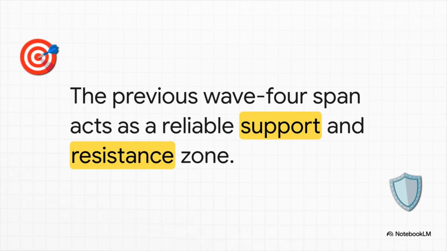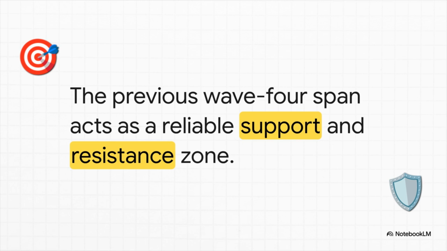That previous Wave 4 span acts as this incredibly high probability support zone. It's a highly reliable staging area where the correction tends to finally run out of gas and where the next massive impulse wave is super likely to kick off. You are literally tracking the footprints of past market behavior to forecast future support.